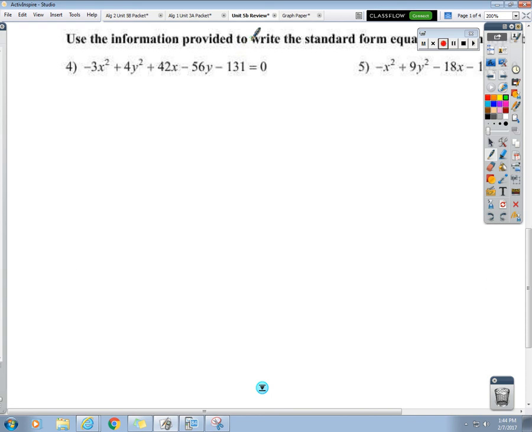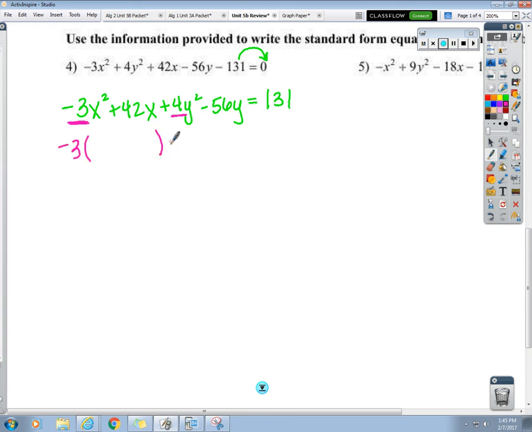Right, you do both in the first step. You group the x's and you group the y's. And you add the constant to the other side or subtract it depending on what it was to begin with. Since it was -131, we'll add it over, it'll become +131. What's step 2? Well, before doing that, you have to factor out the coefficient on the x squared and the y squared term. So you'll take -3 out, and you'll take +4 out.